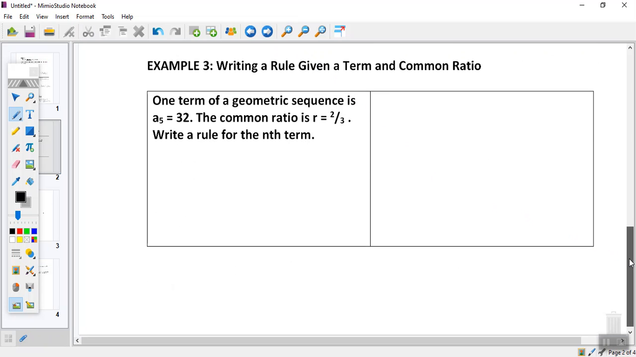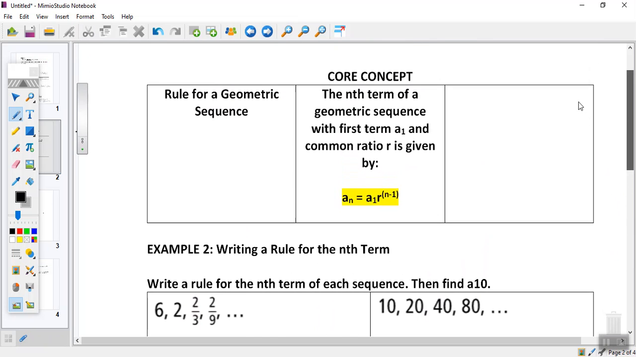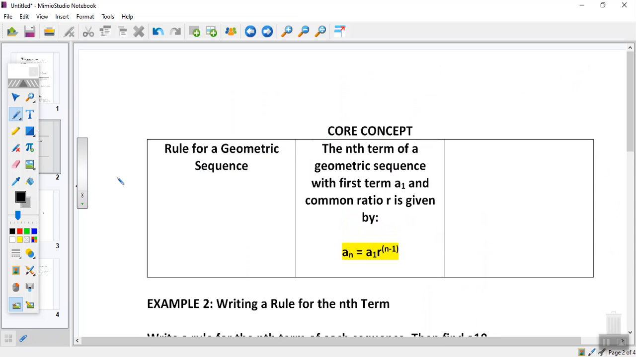Alright, let's chat, kiddos. So core concept, this is going to be a pretty important one for you again here, okay? It says the rule for a geometric sequence is the following. The nth term of a geometric sequence with first term A1 and common ratio R is given by, what's the formula down here, kids? Nth term equals the first term times, what do you think R stands for? Common ratio to the what power here?